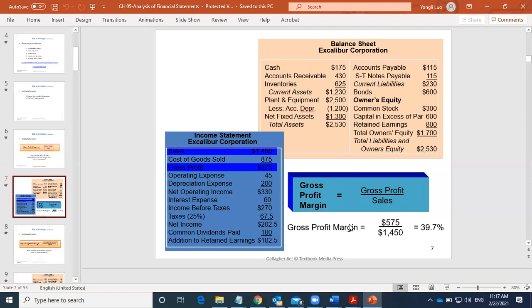Also, you can compare the profit margin of this year and the profit margin of last year, the year before. So you see your profit margin is increasing. Okay, if your profit margin is increasing, that's good. That's a good thing. It may mean that the profitability of your company is strengthening, right? Improving.